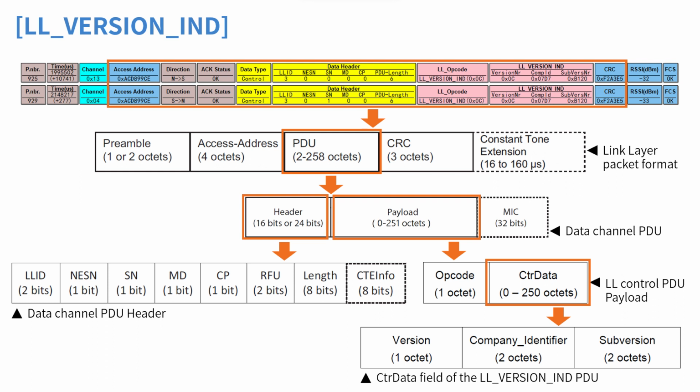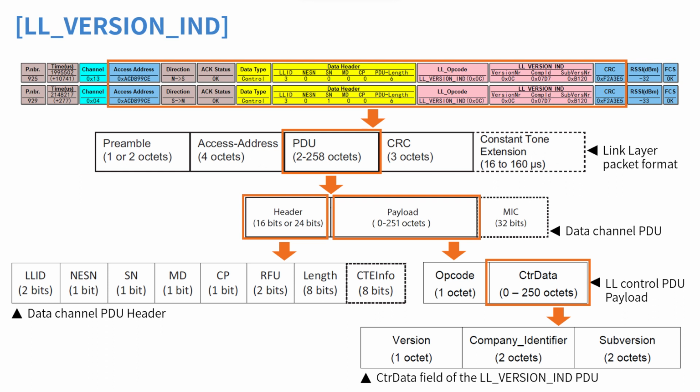If the LLID field is 1 or 2, the data physical channel PDU payload contains an LL data PDU. If the LLID field is 3, then the data physical channel PDU payload contains an LL control PDU. The full name of NESN is next expected sequence number. The full name of SN is sequence number. These two fields are related to BLE's retransmission mechanism.